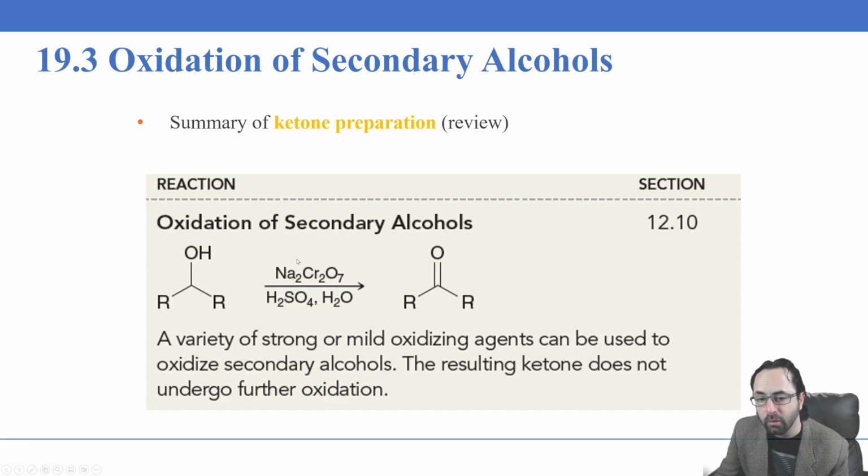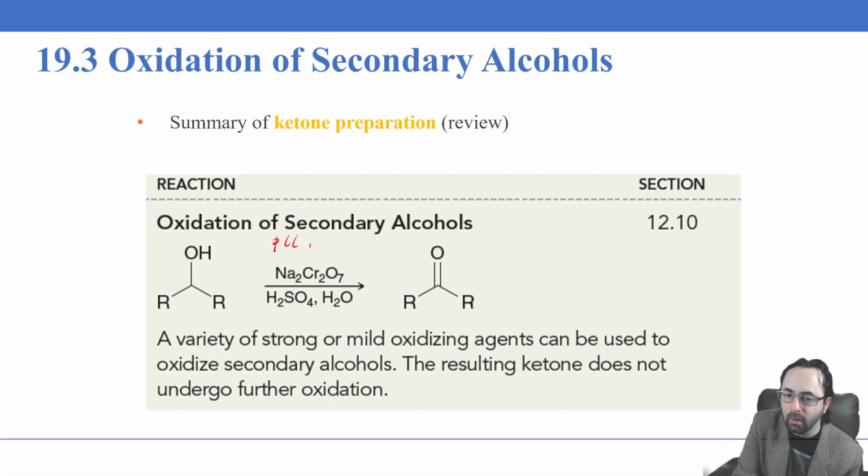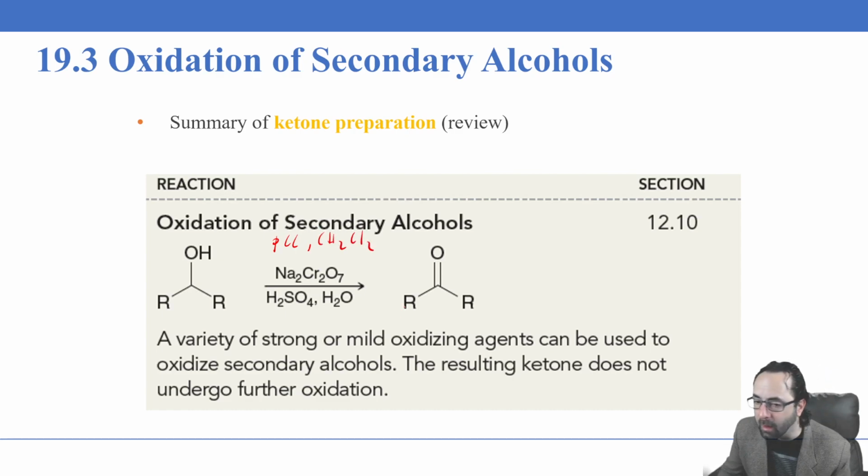The primary alcohols, if you use a hard oxidizing agent like this, you will get a carboxylic acid, not an aldehyde. But here you could use the soft oxidizing agents like PCC, with dichloromethane as a solvent. That would work too. However, you can use these strong oxidizing agents as well. So you can use mild oxidizing agents like PCC, or you can use strong. Either way, you'll oxidize to a ketone.